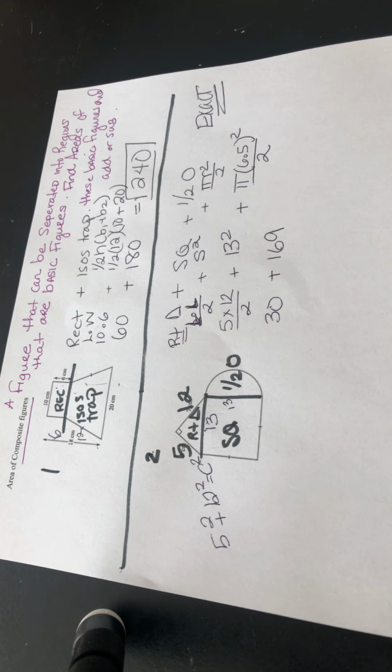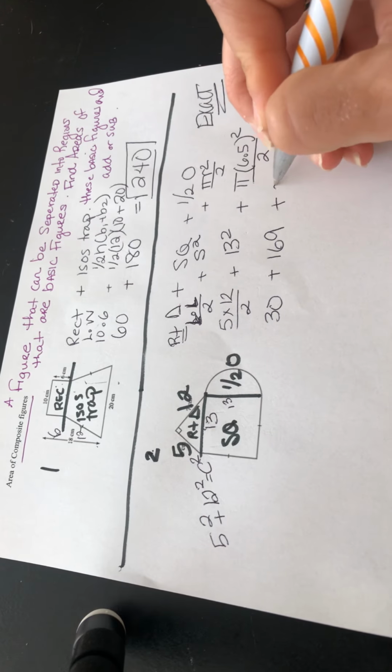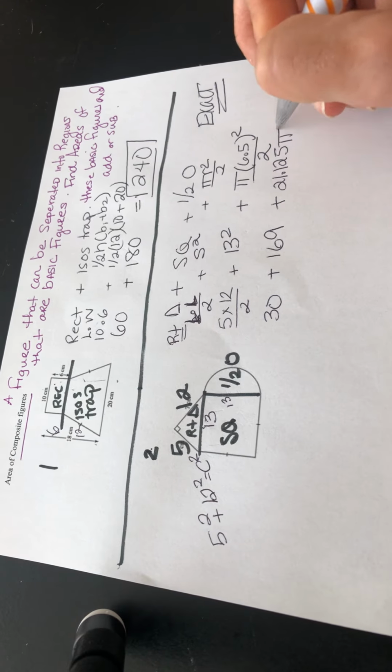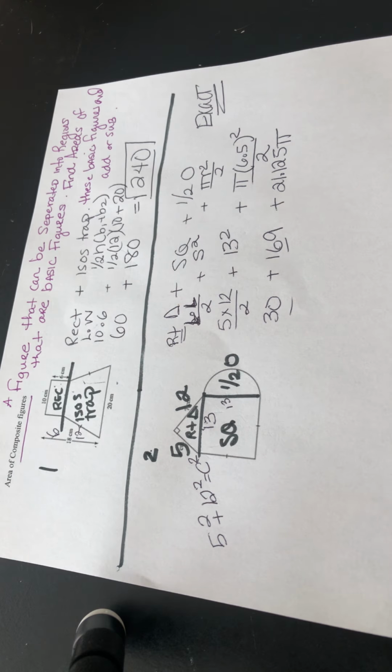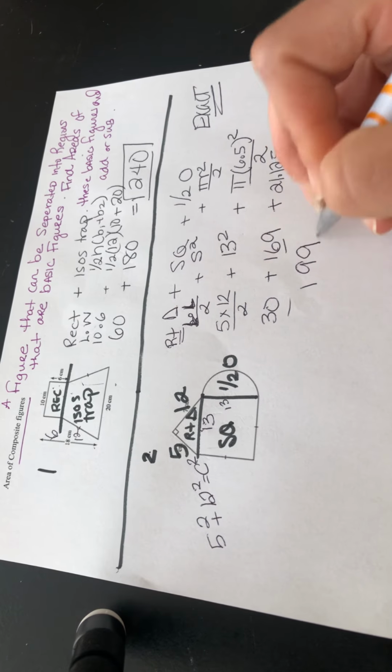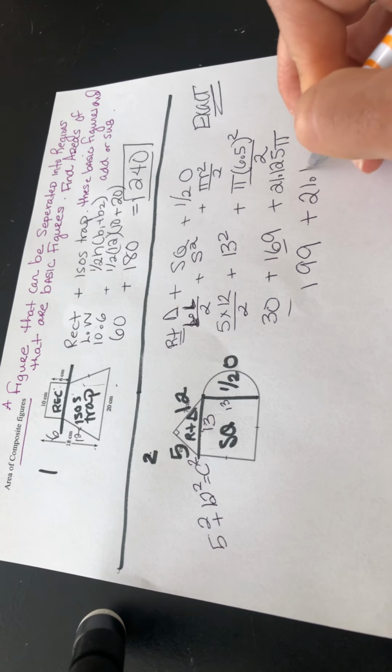So with this, I get 21.125 pi, 30 and 169. You guys had that. And you have 199 plus 21.125 pi. And there's your answer for that one. Okay.